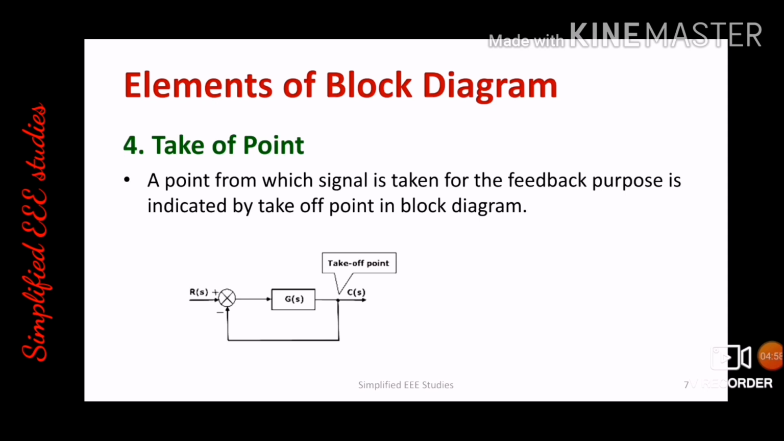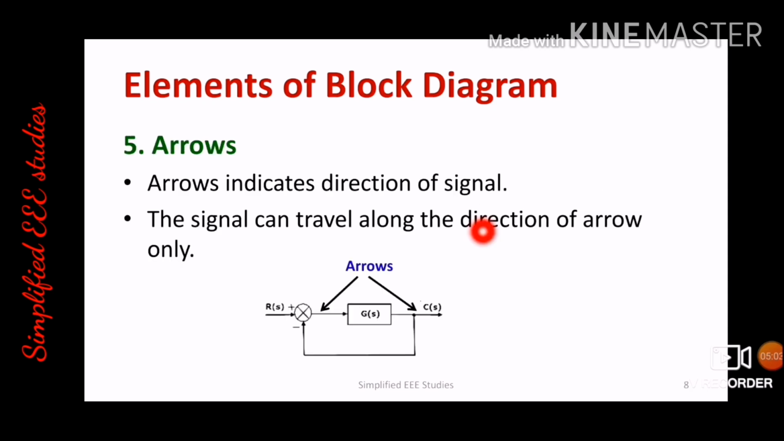So this is also one of the most important points related to block diagrams. Let us discuss arrows. Arrows give the direction of a signal. Arrows indicate the direction of the signal. The signal can travel along the direction of the arrow. The signal will be moving in the direction of the arrow.